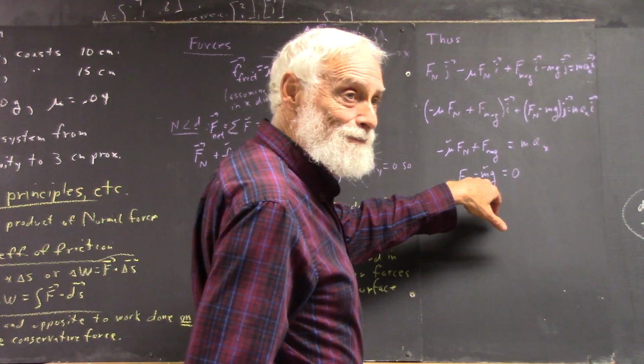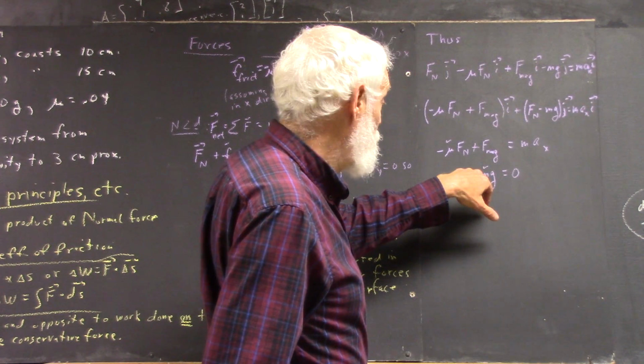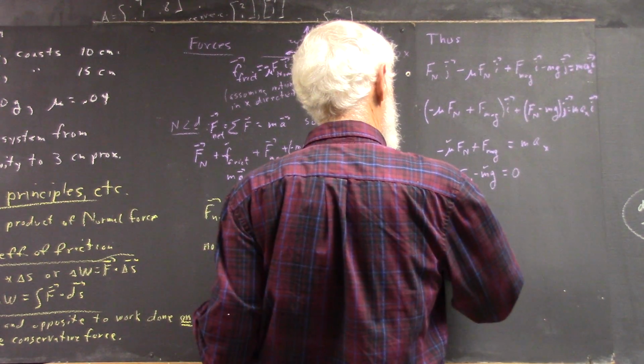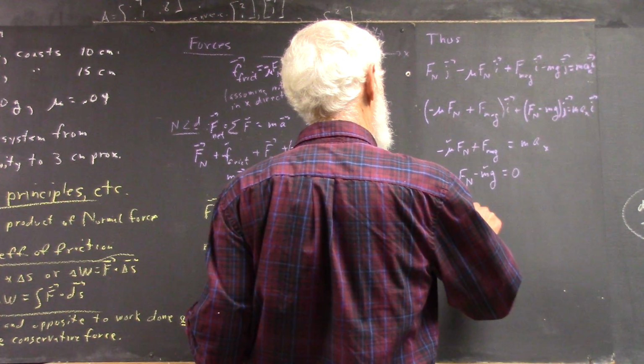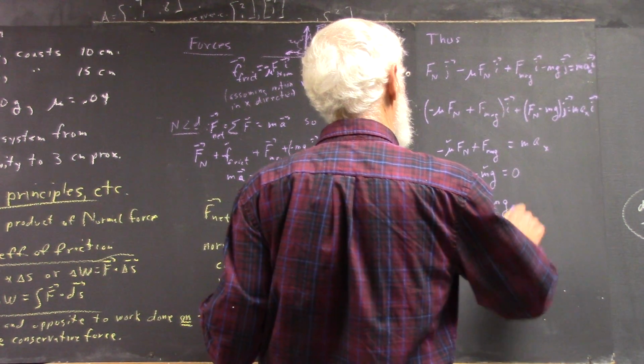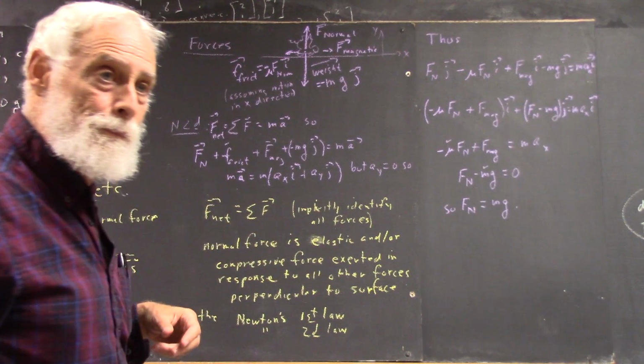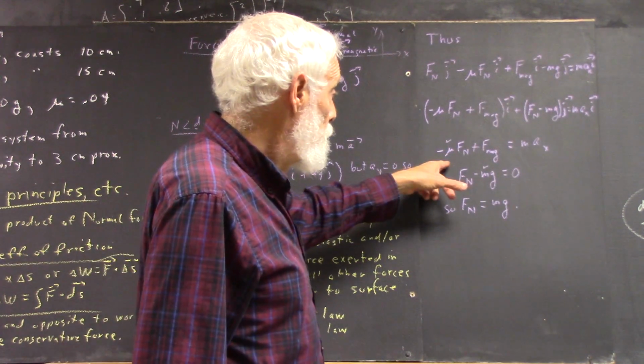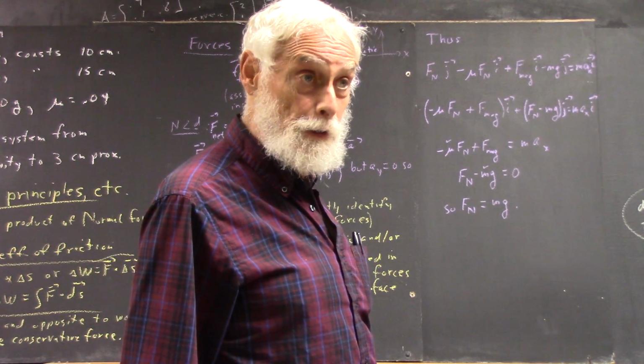But the thing we can get here is, well, we know G. We're given the mass, so we can find Fn. Okay? Now up here, we can at least find mu times Fn, right?